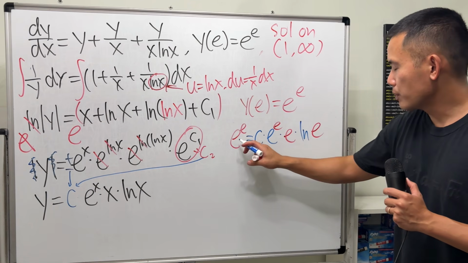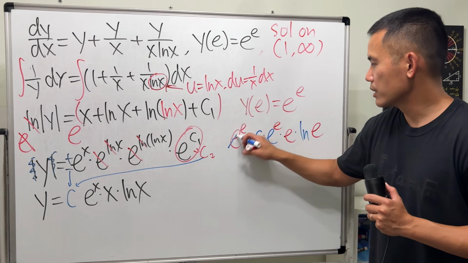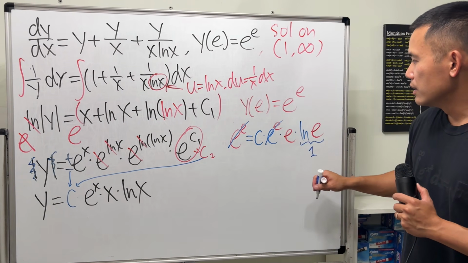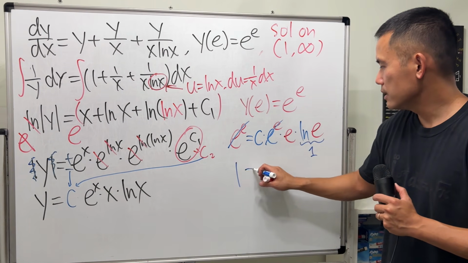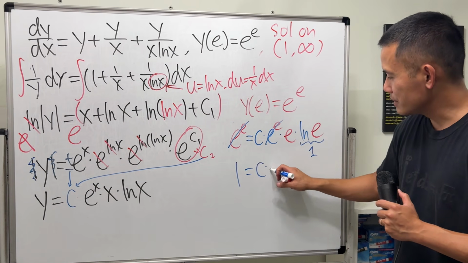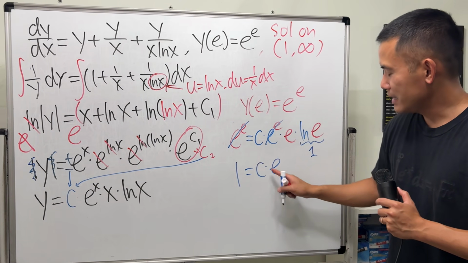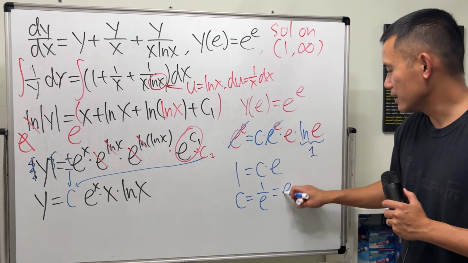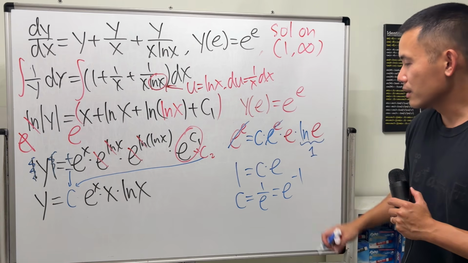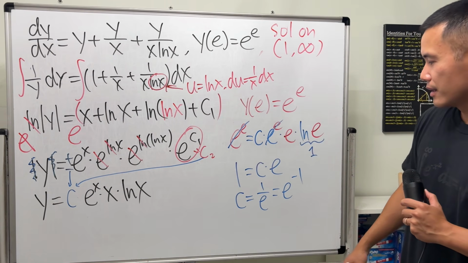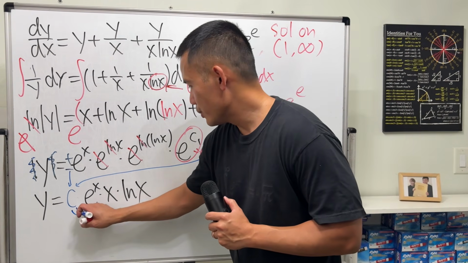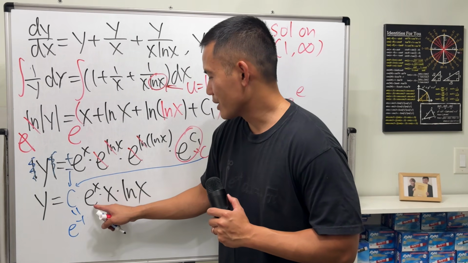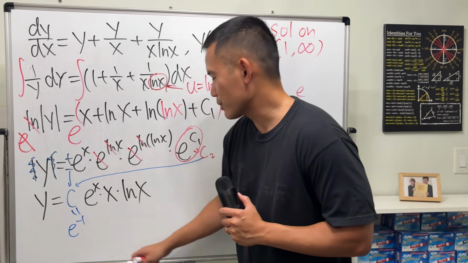Now check this out, both sides have e to the e, so we can just reduce that out, and ln e is just equal to 1. So we see that 1 is equal to c times e. Divide both sides by e, so we get c is equal to 1 over e. Or if you would like, you can put it as e to the negative 1. So c is just equal to e to the negative 1. And of course, this right here also has base e, so you can just add the exponents together.